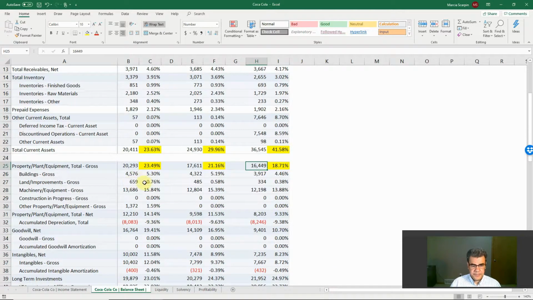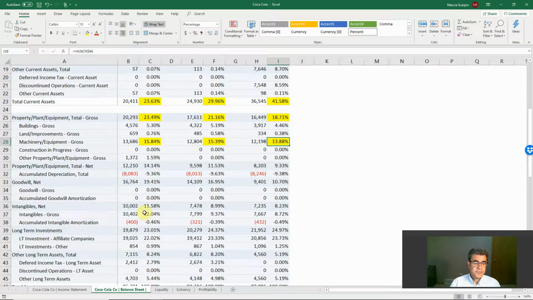And then, sorry, the highest number, more than buildings, it is equipment. See how cool it is, this analysis. So they have more equipment than buildings. And this negative number is our depreciation. Okay, and goodwill, they don't have it. Intangibles, they have some intangibles here, some very nice numbers for intangibles.